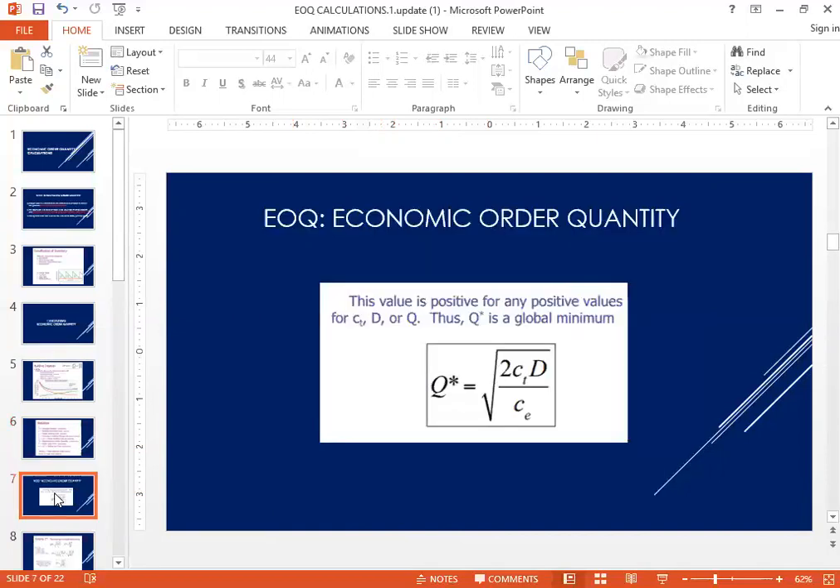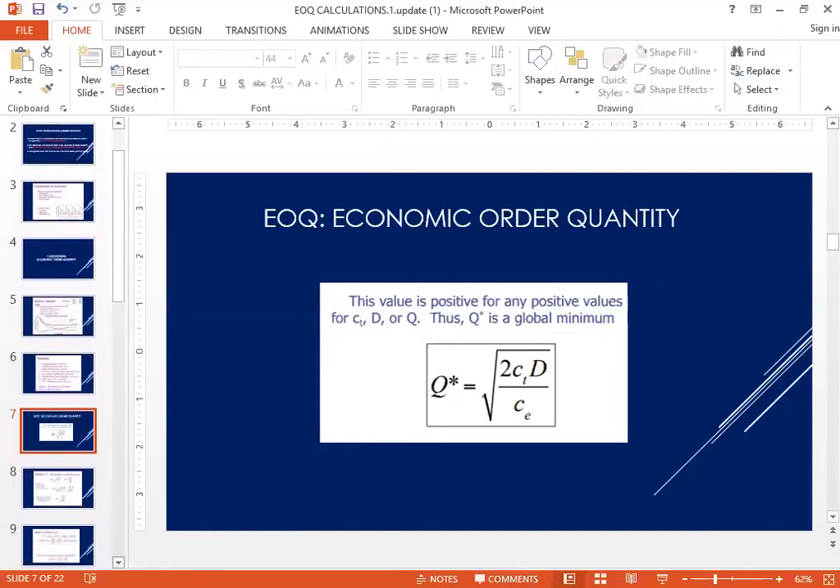Okay, so this is the formula for calculating EOQ. Q star is equal to the square root of 2 multiplied by CT multiplied by the annual average demand, divided by CE. And as I mentioned on the previous slide, CE is basically C times H, the variable cost multiplied by H, which is the holding or carrying cost percentage.